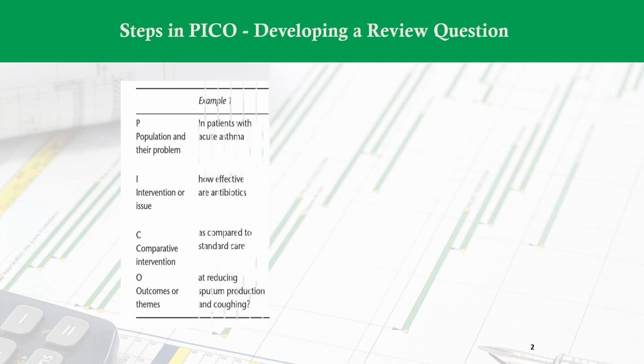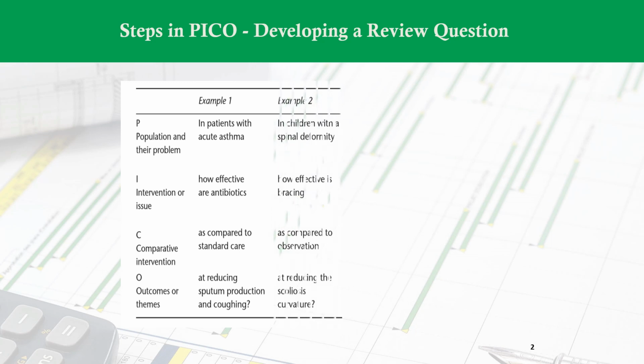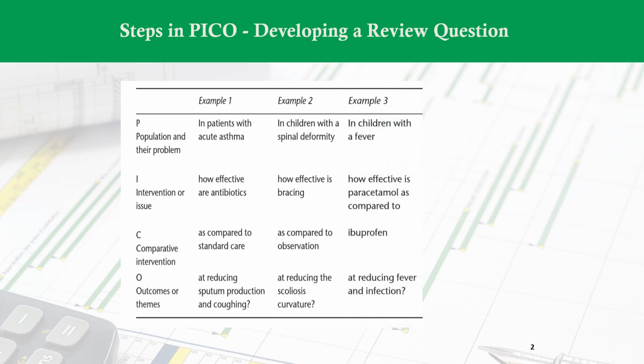For example, in patients with acute asthma, how effective are antibiotics as compared to standard care at reducing sputum production and coughing? Let's take another example. In children with a spinal deformity, how effective is bracing as compared to observation at reducing the scoliosis curvature? There are many other examples of PICO.